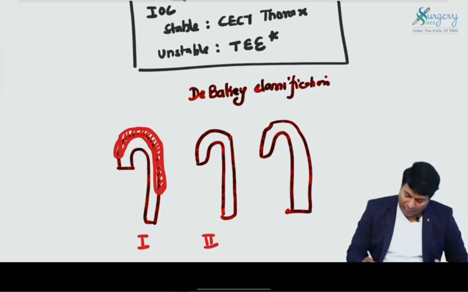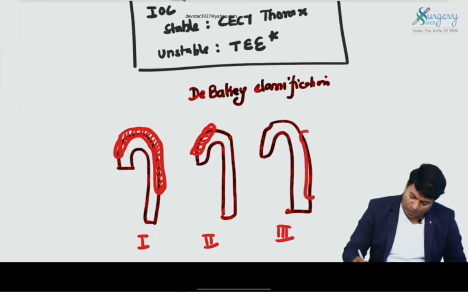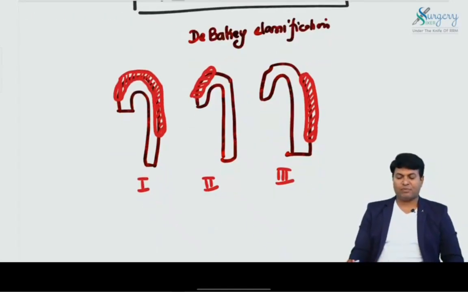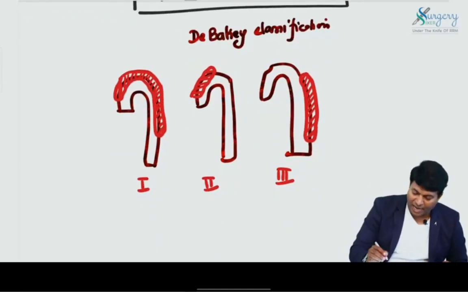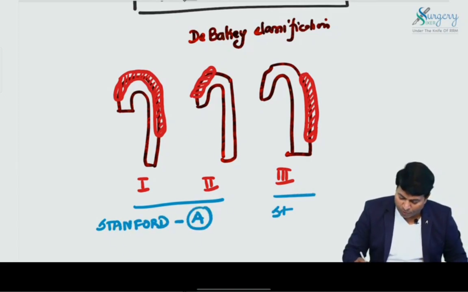Type 2, only ascending, is the smallest tear, involving only the ascending aorta. Type 3 is the one involving only the descending aorta. So DeBakey classification 1 and 2 are now named Stanford A, and 3 is known as Stanford B.